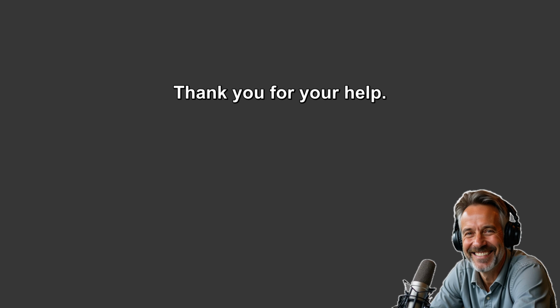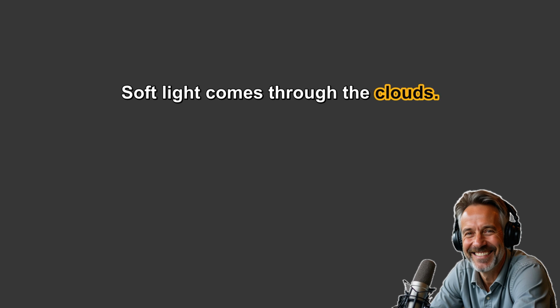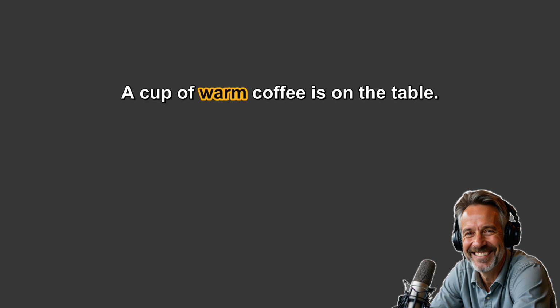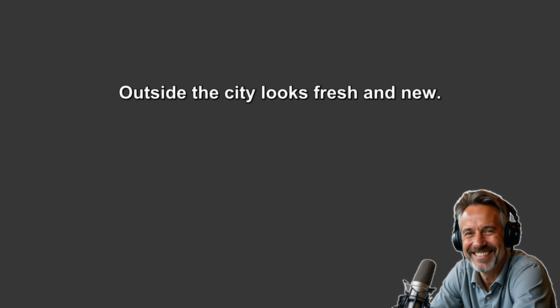Now we will do a listening and repeating exercise for longer sentences. Listen first. Then repeat. Pause and repeat each line. It is a quiet, rainy afternoon in the town. The rain makes the windows clean. Soft light comes through the clouds. People move slowly and speak softly. A cup of warm coffee is on the table. The clock makes a small sound. Outside the city looks fresh and new.